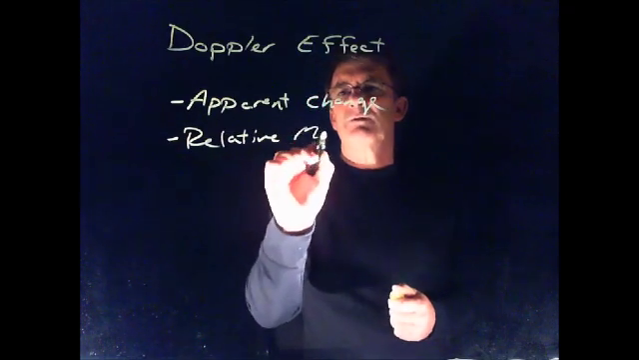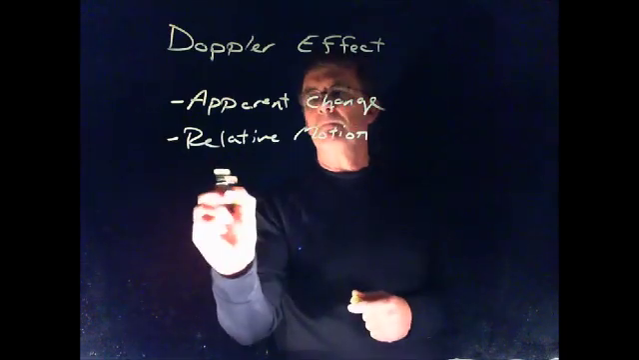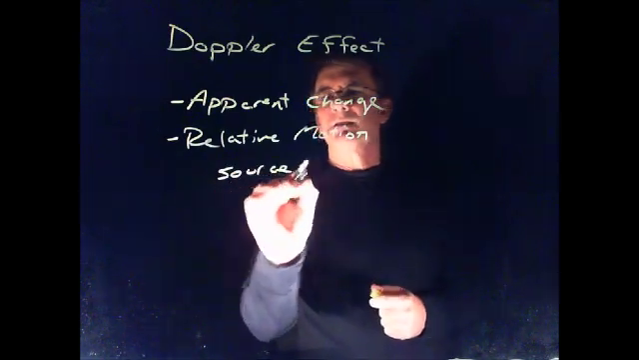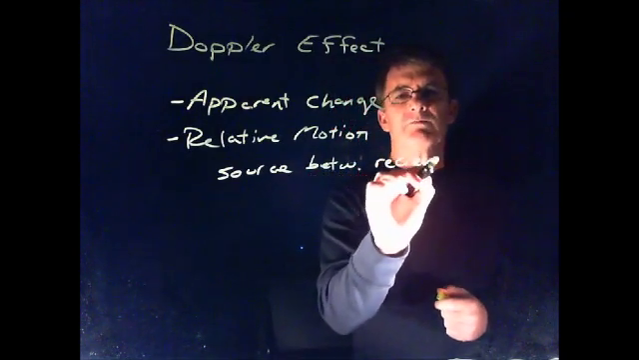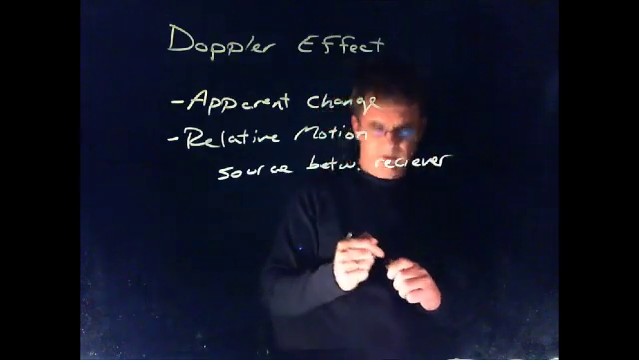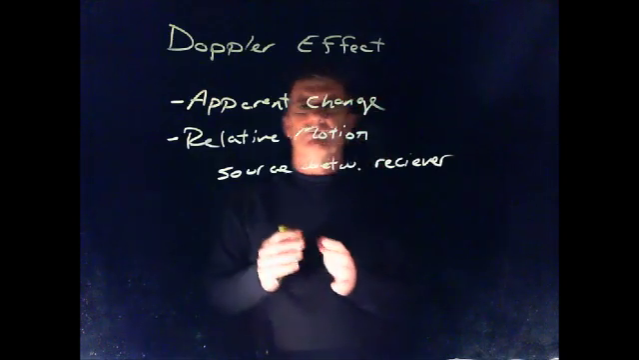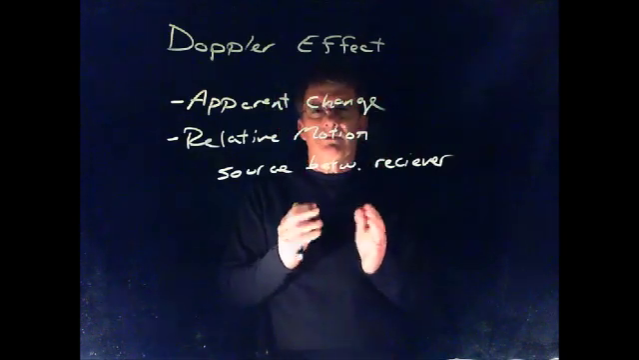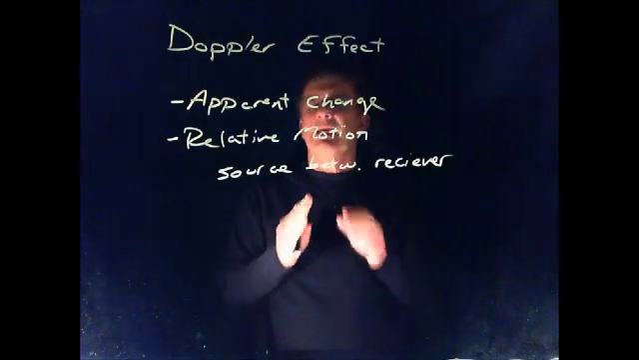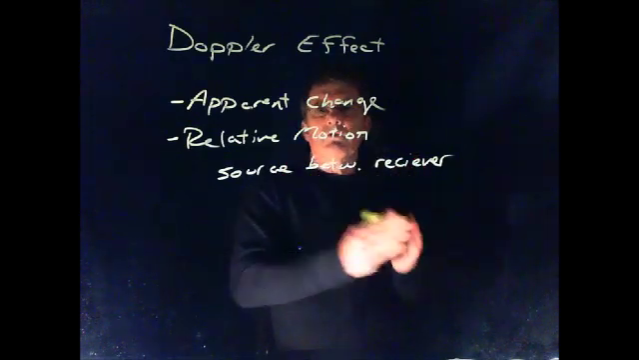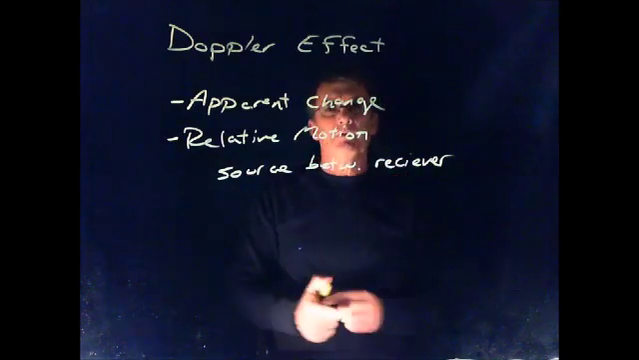Now, here's what you have to be careful about. The relative motion is between the source, the thing making the sound, and the receiver, the thing hearing it. And I'll probably spell receiver wrong. I always get that wrong. The sound source itself, and the example I tend to give is like race cars. The race car driver simply hears the same humming sound because he is moving with the sound. There's no relative motion between the source, the car, and the receiver, the driver.